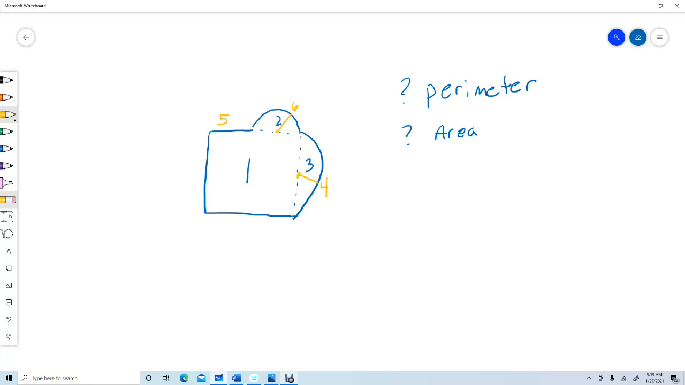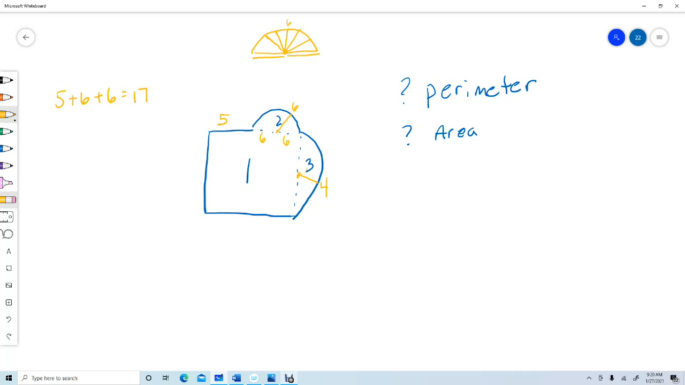Let's think about this. If I have a semicircle and its radius is 6, that means that this distance is 6 and this distance is 6, because that radius, right, it's from the center of that straight part of the semicircle out to any edge. That's going to be 6. So now I can say that this is 6 and this is 6. Now I have the length of that entire side. It's 5 plus 6 plus 6, and that's 17.